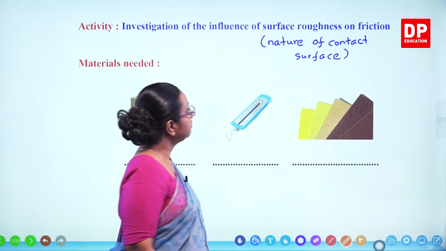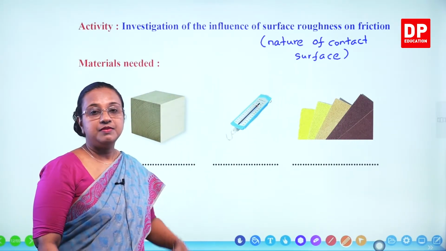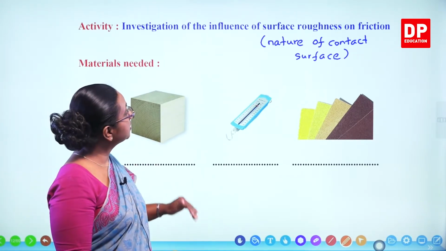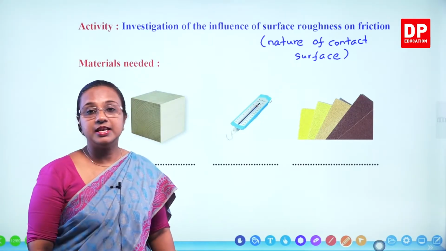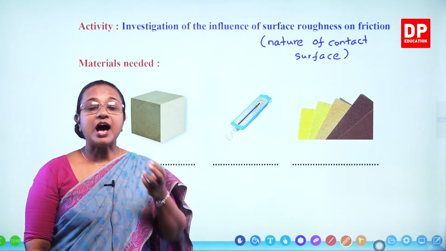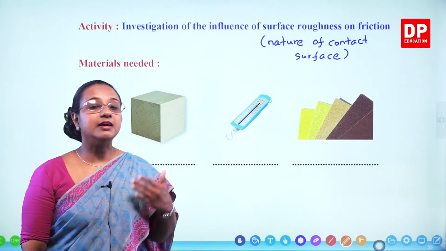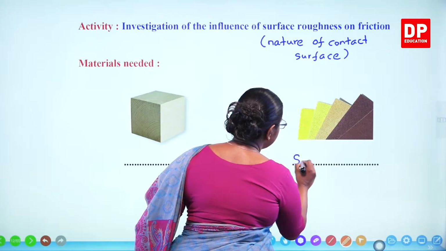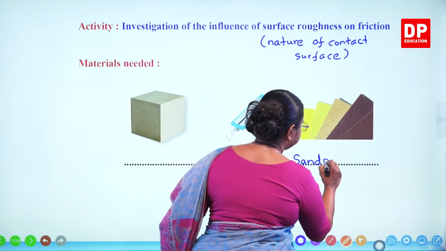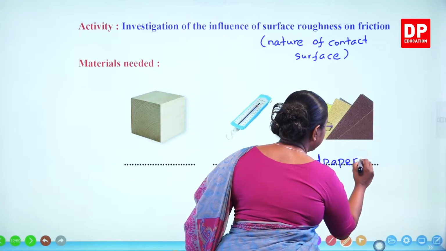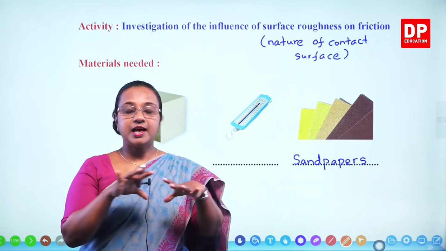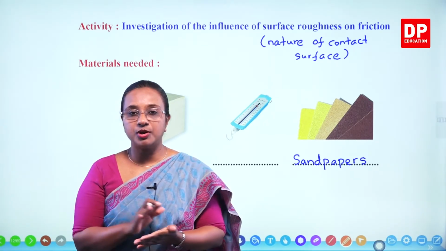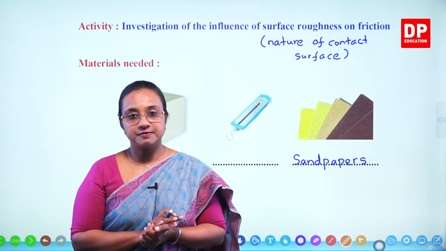So to observe this effect, we need to have different types of surfaces or surfaces that are different in roughness. So the ideal material to get different roughness is given to you here. These are sandpapers. You all know the use of sandpapers. They have a rough surface. We use them to polish surfaces, maybe to polish wood.